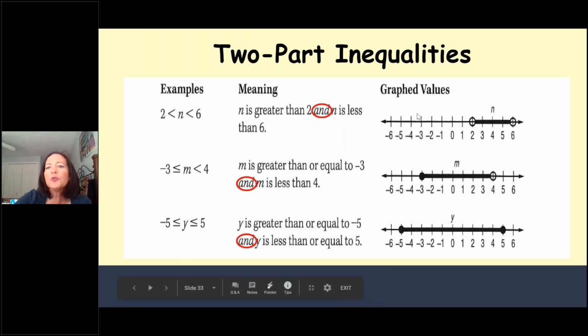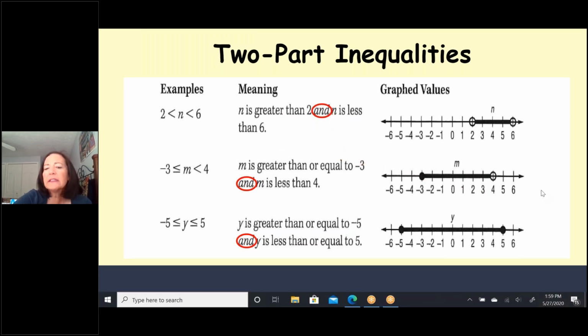But everyone, look to the right of my screen, and you can see that I've got 2 dots this time. On the top one, I have 2 open dots, and then I have a dark line between them. Look at the far left. We have a 2, then the less than symbol, then the variable n, then the less than symbol, and then 6. They read it out for us. It says n is greater than 2, and n is less than 6.